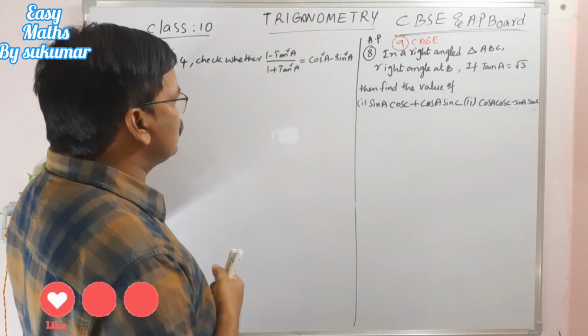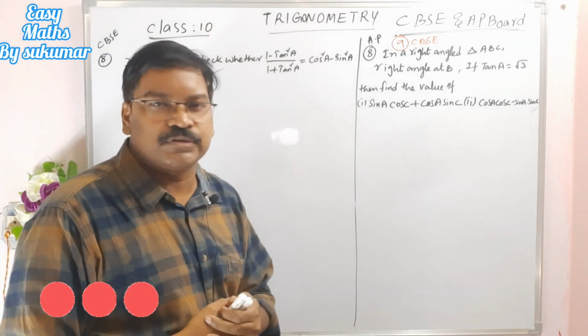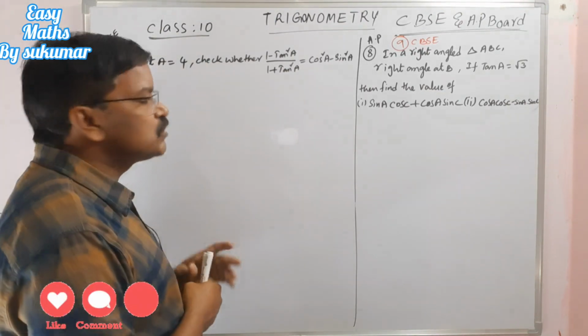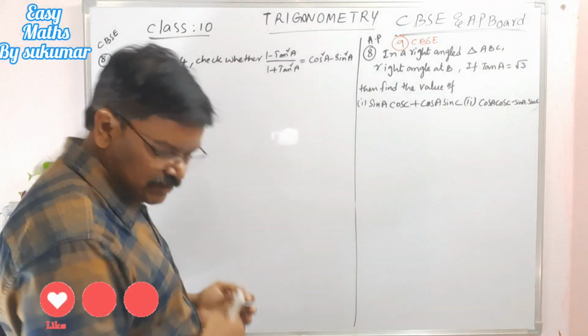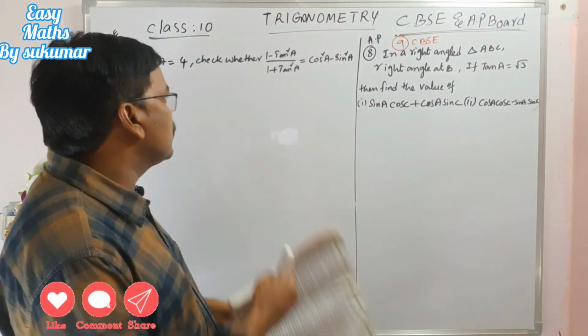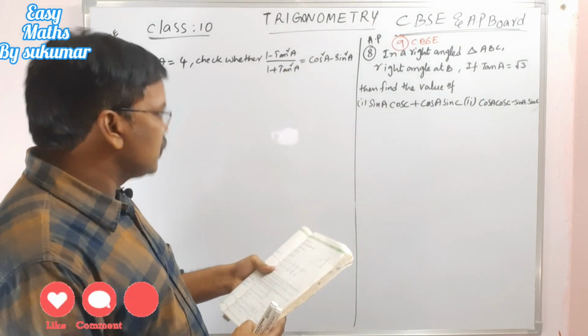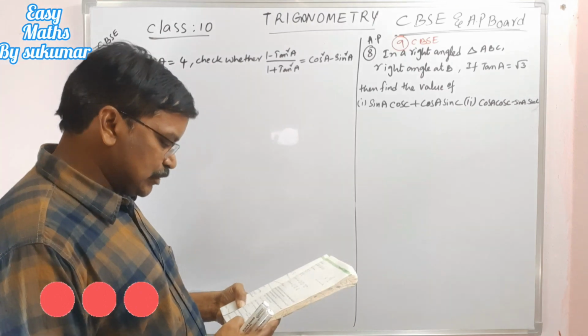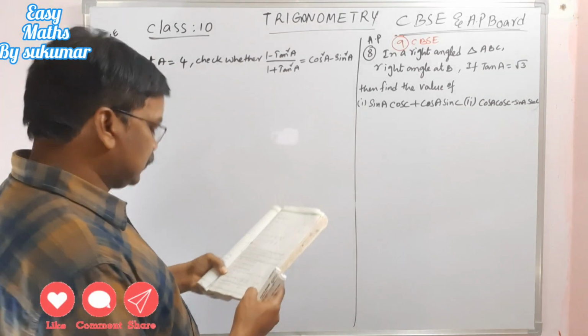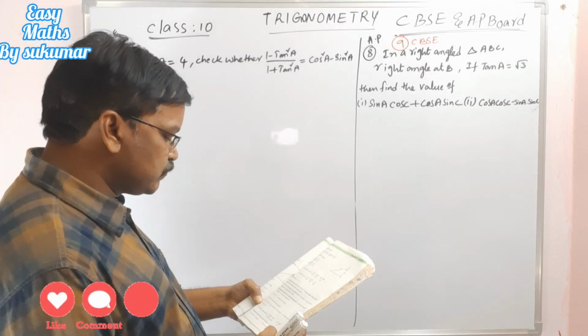Coming to the 8th question in the CBSE textbook. 3 cot A is equal to 4. Check whether 1 minus tan square A by 1 plus tan square A is equal to cos square A minus sin square A. 3 cot A is equal to 4.